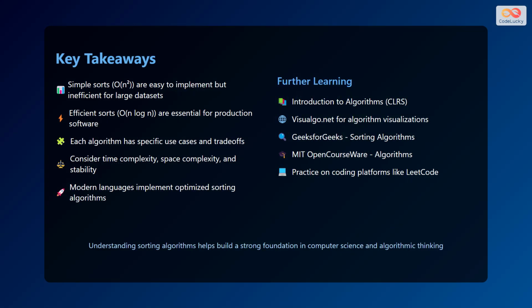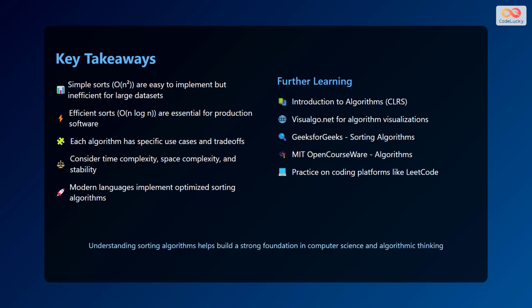Let us recap the key takeaways. Simple sorts with a time complexity of O(n²) are easy to implement but inefficient for large datasets. Efficient sorts with a time complexity of O(n log n) are essential for production software. Each algorithm has specific use cases and trade-offs. When selecting a sorting algorithm, we must consider time complexity, space complexity, and stability.